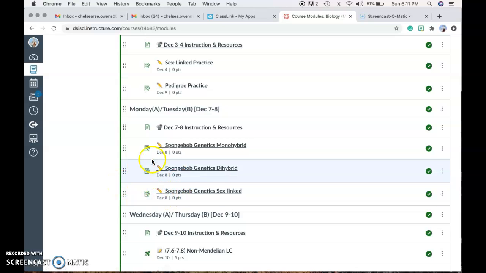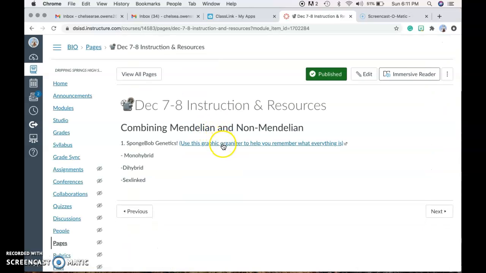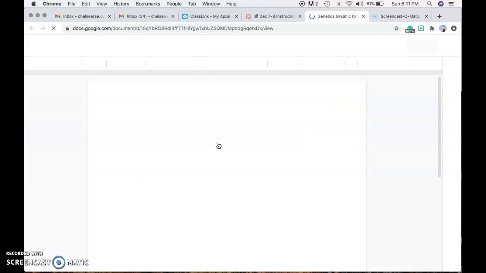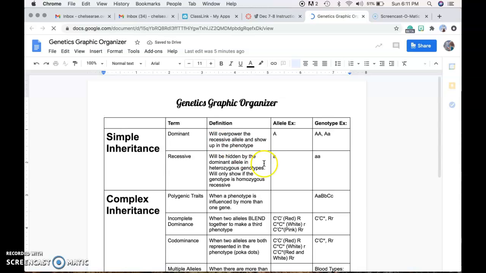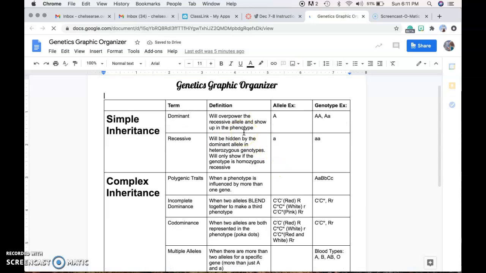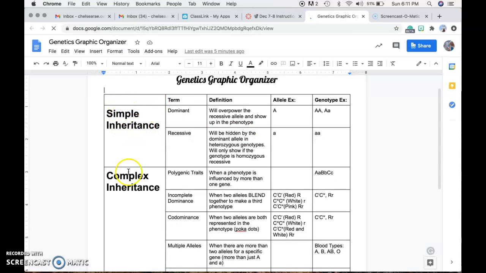Before we start with that, I wanted to show you this graphic organizer that I made that I think will help you keep everything that we've talked about in one place, and feel free to use this on any of these assignments. So far we've talked about 2 different types of inheritance. We've talked about simple inheritance and complex inheritance.